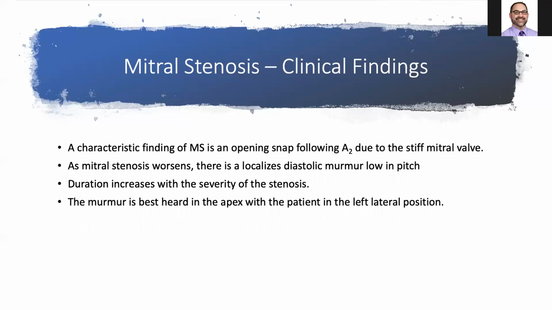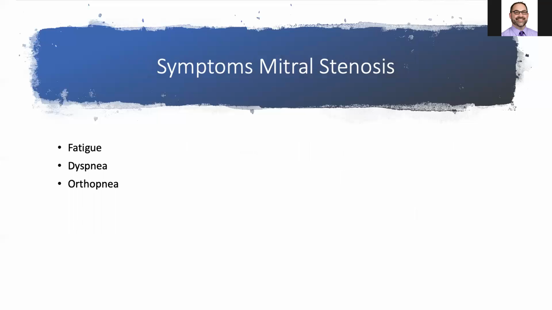A characteristic finding is an opening snap followed by a loud S1 due to a stiff mitral valve. As the mitral valve stenosis worsens, there's a localizing diastolic murmur with a low pitch. The murmur is best heard at the apex with the patient in the left lateral position. Symptoms: fatigue, dyspnea, orthopnea.